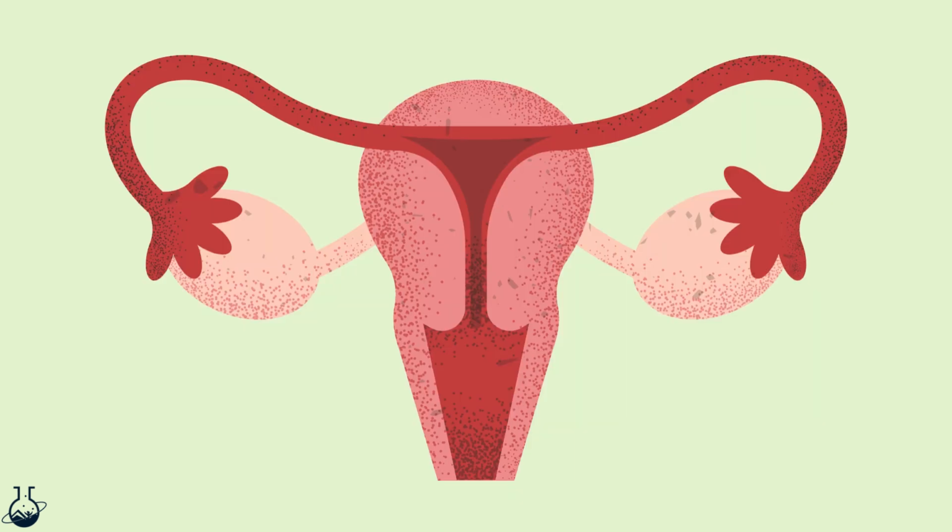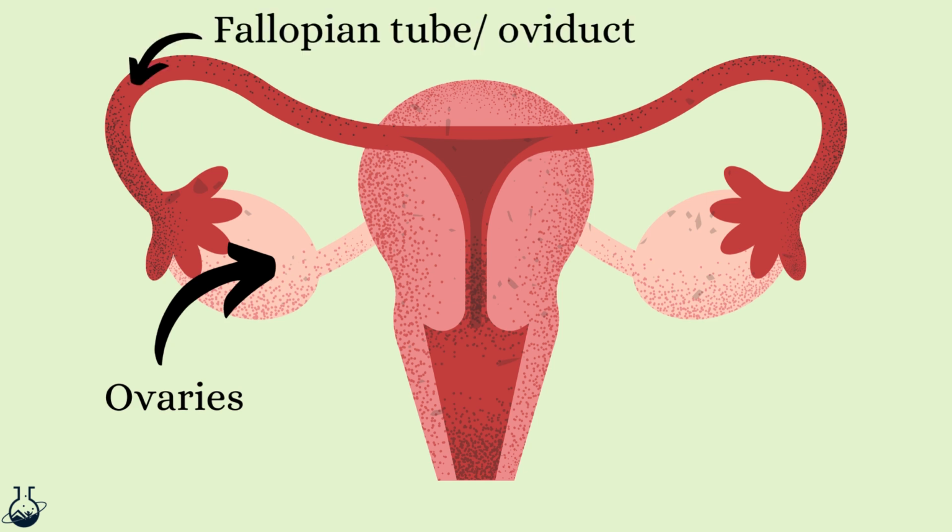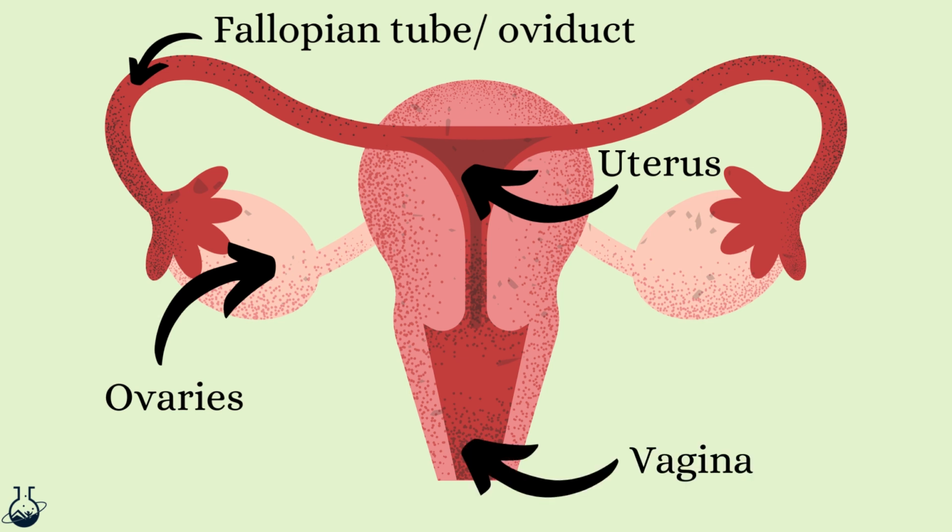In biological females, they have glands called ovaries to release eggs. Eggs travel down the fallopian tube, which can also be called the oviduct, to wait for sperm cells in the uterus, a muscular bag with a soft lining. Beyond here is the vagina, a muscular tube that leads from the cervix, a ring of muscle at the lower end of the uterus, to the outside of the body.